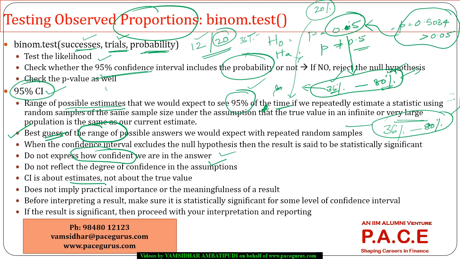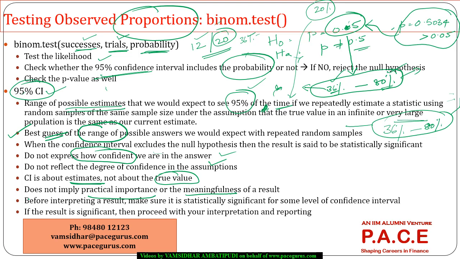So look at that, the confidence interval is always about the estimates. It has nothing to do with the true value. We are giving a range in which the true value can lie. We are giving a range of estimate, and the true value, whatever that one single value is, we are saying it can lie within this particular range only. So it is not at all talking of the practical importance or meaningfulness of the result. It's purely statistical stuff.